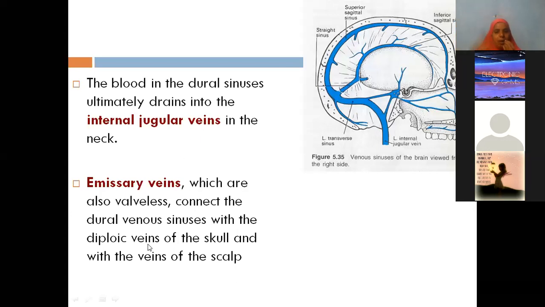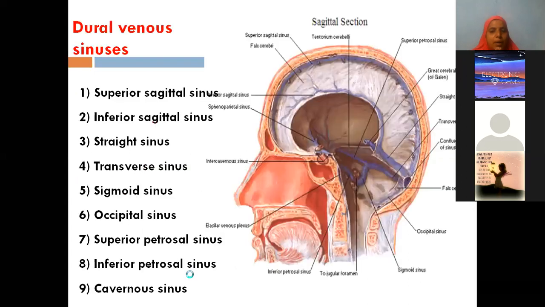That's the reason if any infection is there in the scalp, okay, especially in the fourth layer, that is the loose connective tissue area, there the infection can easily spread to the brain because of the connection through emissary veins. Okay, so emissary veins are also valveless. They connect the dural venous sinus with the diploic veins of the skull and with the veins of the scalp.